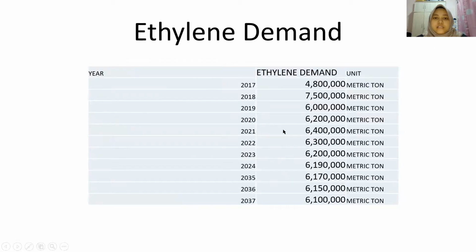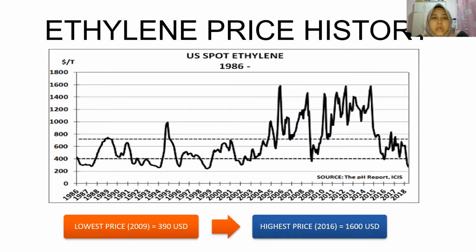So this is for the ethylene demand. We find the ethylene demand from 2070 to 2037. The ethylene demand keeps increasing from year to year. Because we only need to produce 50,000 ethylene ton per year, this couldn't be a problem for our plant. So the ethylene price history is from this ethylene price history. The lowest price is in 2009, which is 390 USD, and the highest price is in 2060, which is 1,600 USD.